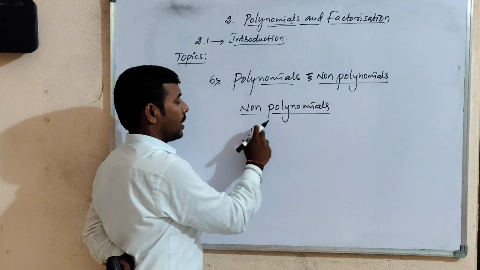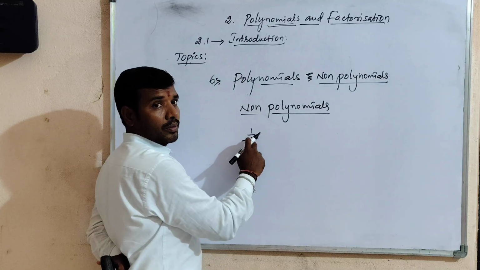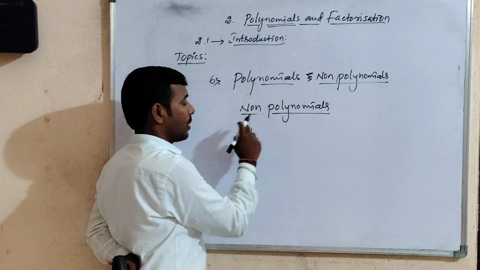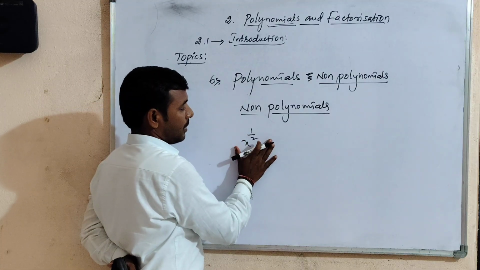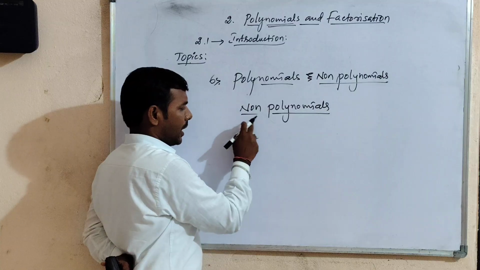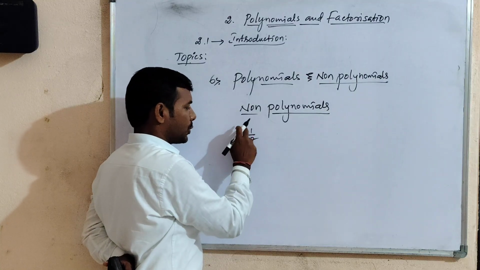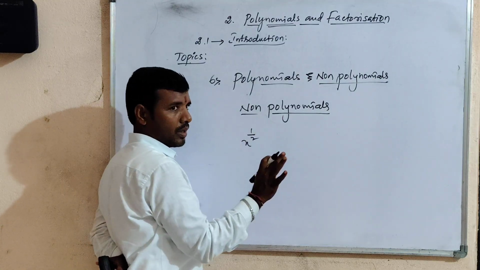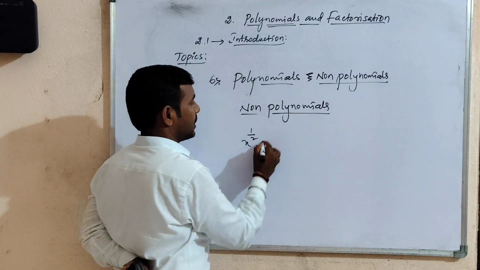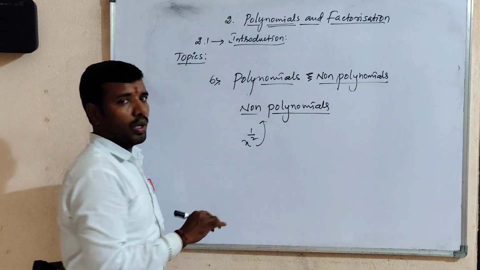It should be a non-negative integer, and it is not a non-negative integer. Nothing but it is not a whole number. Based on that reason, simple. Why is it non-polynomial? Because of its power. Its exponent is not a whole number, not a non-negative integer. So that reason, it is the best example for non-polynomials.